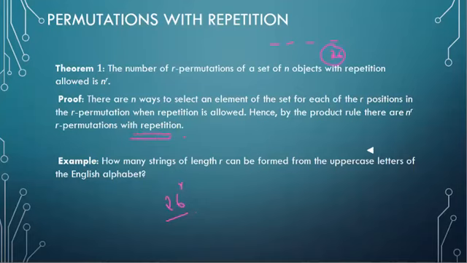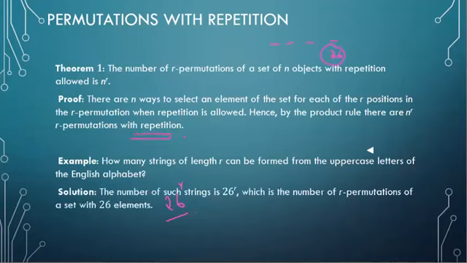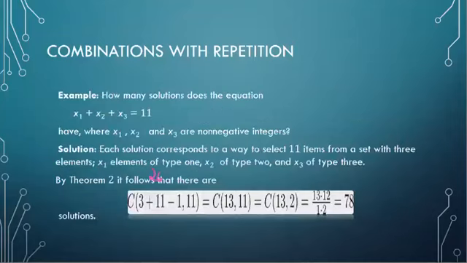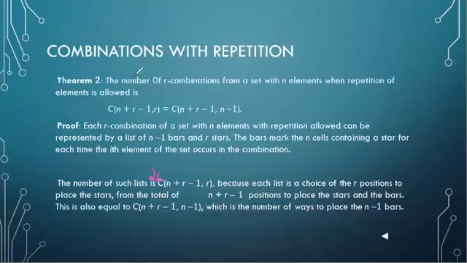So this is with respect to repetition. Now, for the number of r-permutations of a set of n objects, over here r is the length of the string, and the number of objects in the English alphabet is 26. So 26 power r.